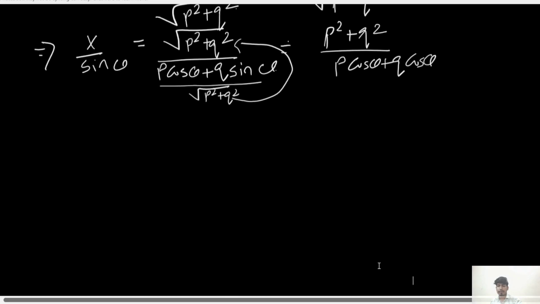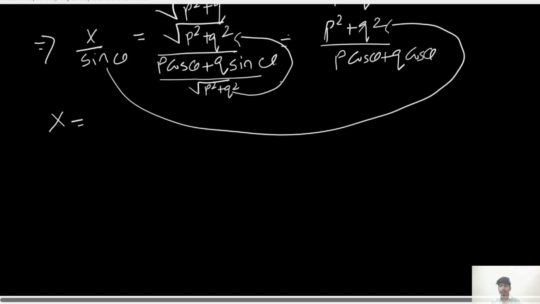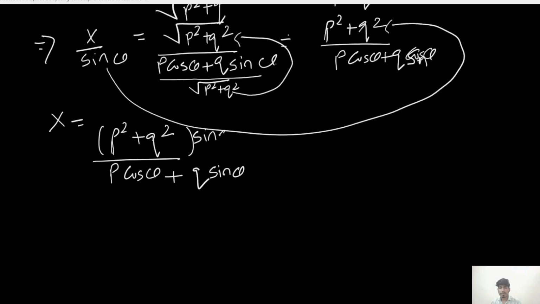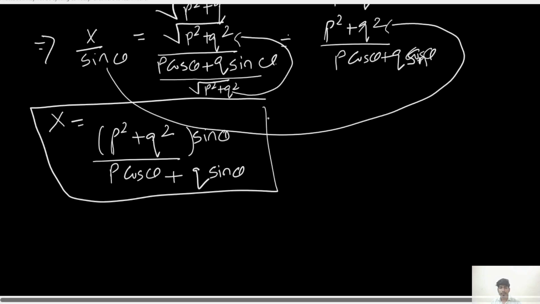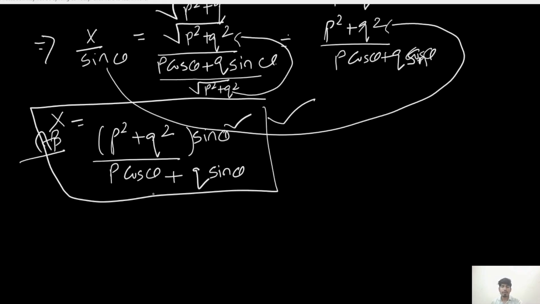X is simply this, sin theta goes here. Then this becomes p square plus q square upon p cos theta plus q sin theta. Yeah, q sin theta here, sorry, here it is sin. Okay students, and into sin theta, this is the value of our x, means AB side. Where theta we have to know, p and q we know. So this is the value of AB.